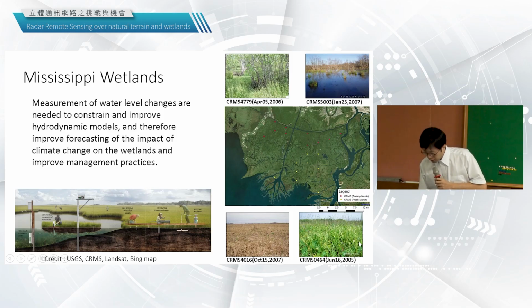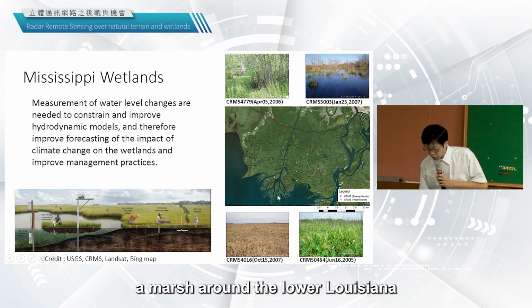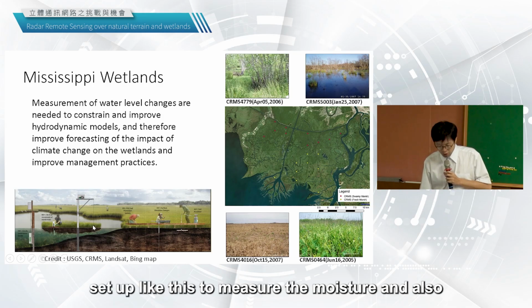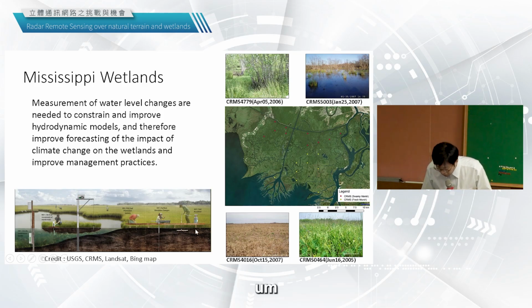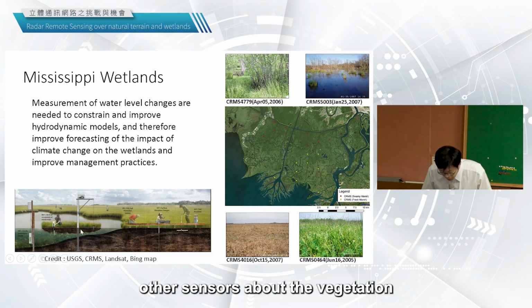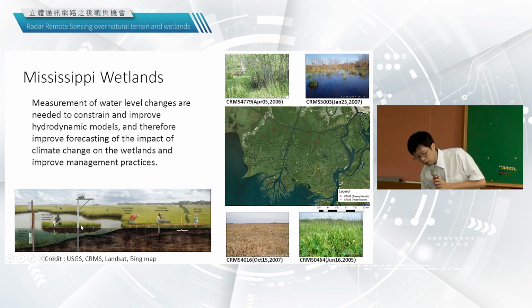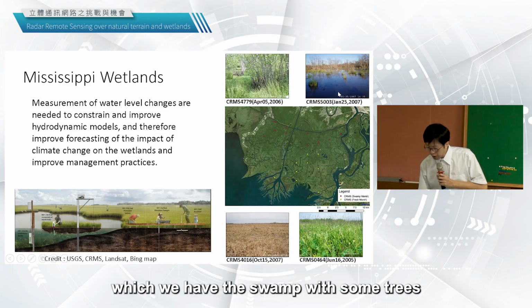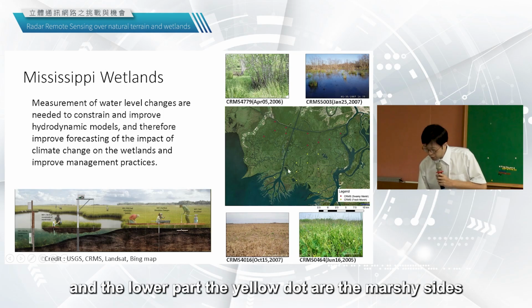This marsh around lower Louisiana, there are many in-situ measurement sites set up like this to measure the moisture and also other sensors about the vegetation species. What I use are mostly the red dot sites, where we have the swamp with some trees in the water, and the lower part, the yellow dots, are the marsh sites.